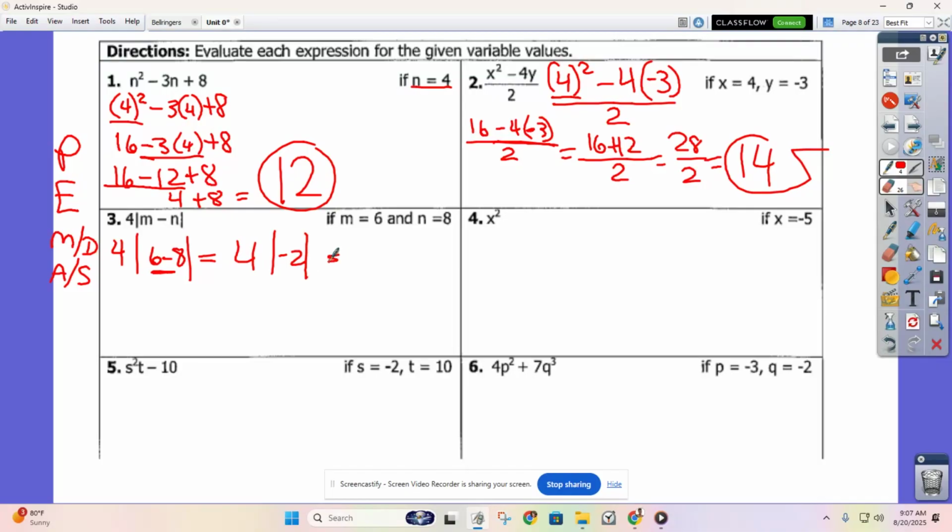Now when I evaluate this absolute value, which means distance from 0, negative 2 is 2 units away. So I'll have 4 times 2. Finally, I multiply, and that gives me 8.